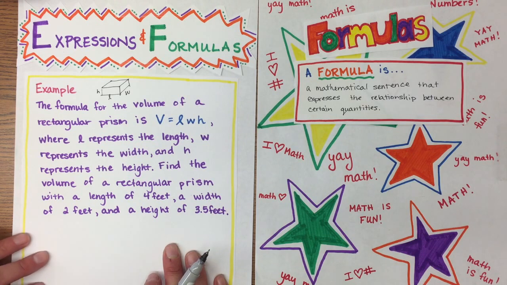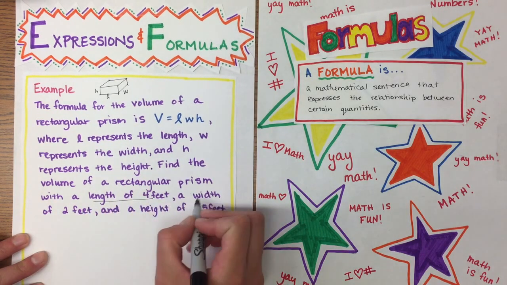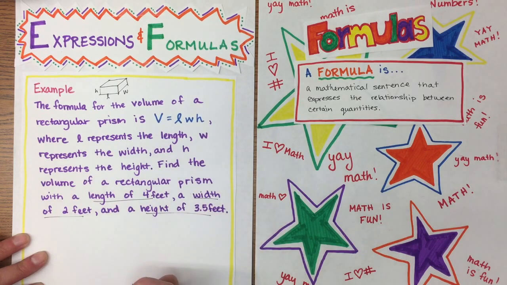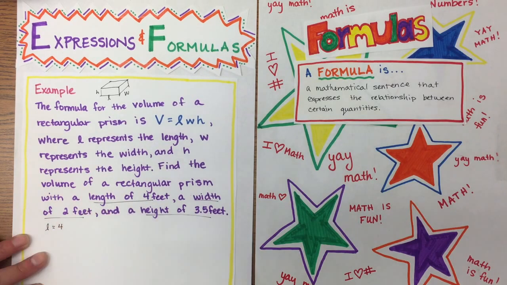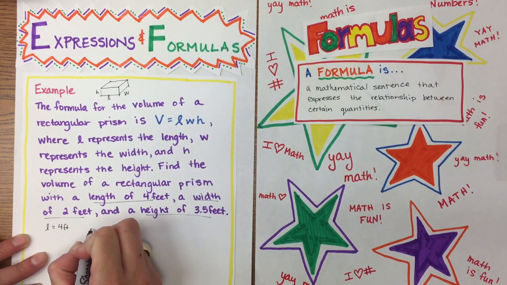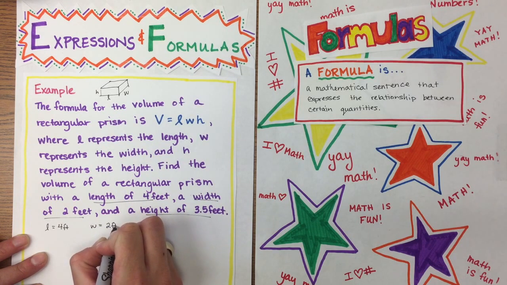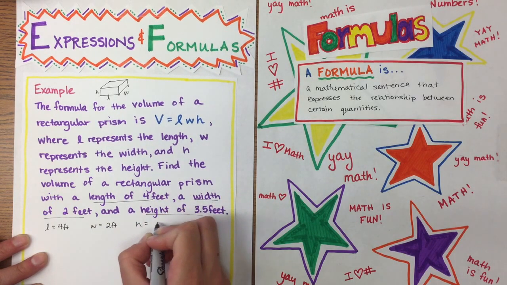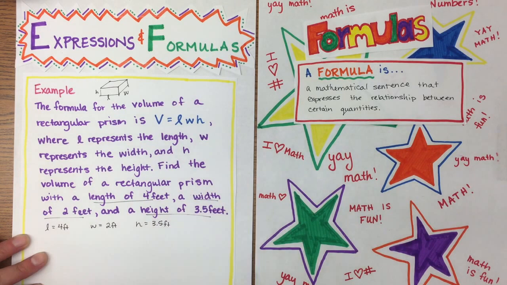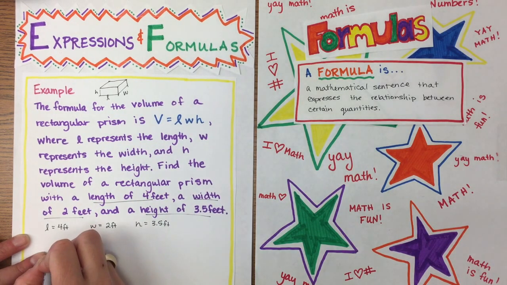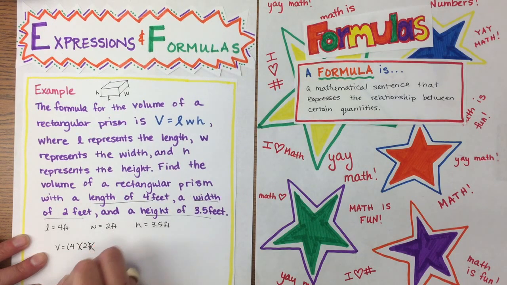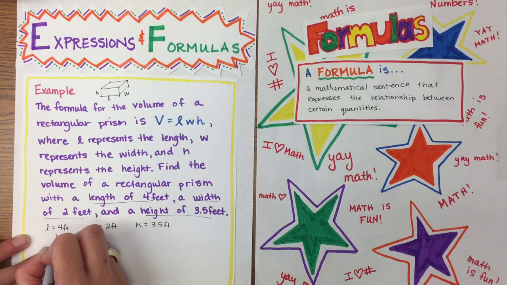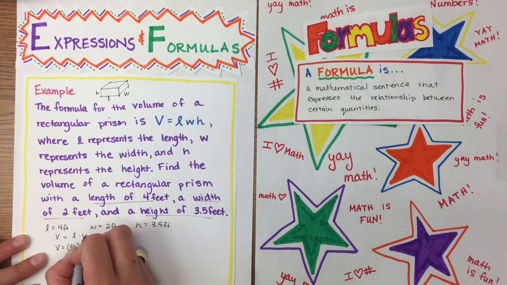Find the volume of a rectangular prism with a length of 4 feet, width of 2 feet, and a height of 3.5 feet. So my length is equal to 4 feet, so that's L. My width is equal to 2 feet, so that's W. And my height is equal to 3.5 feet, so that is H. To calculate my volume, I have 4 feet times 2 feet times 3.5 feet. So this is volume equals length times width times height.